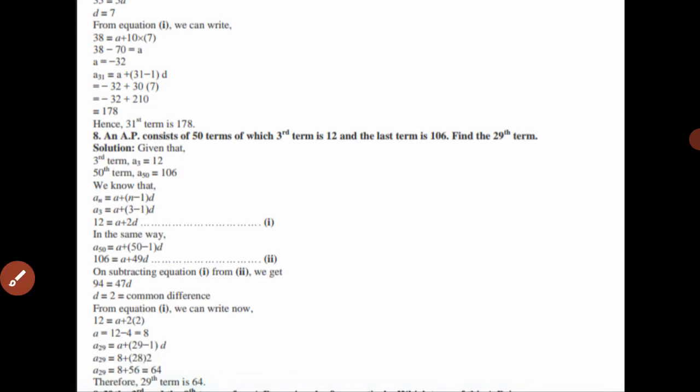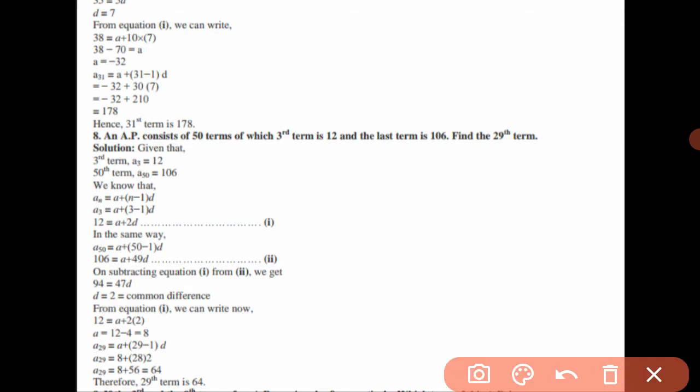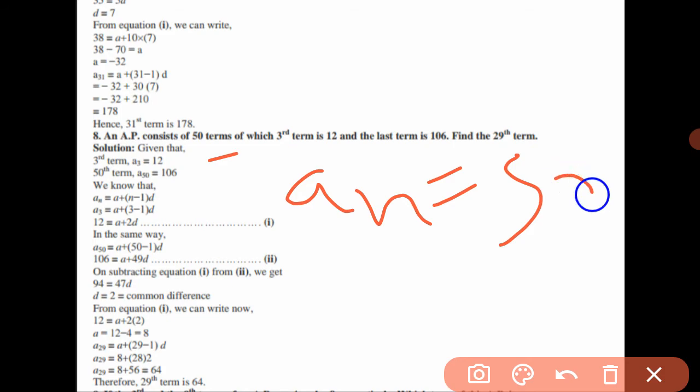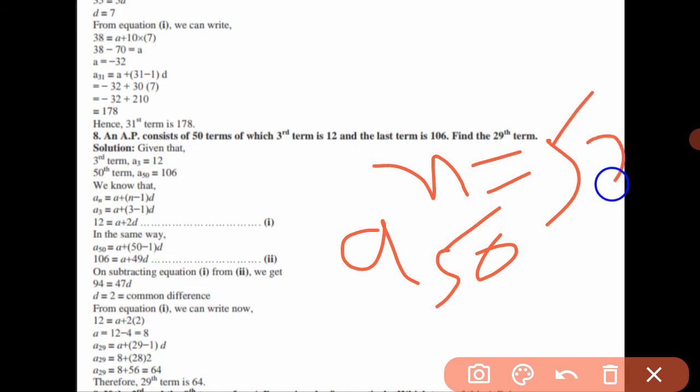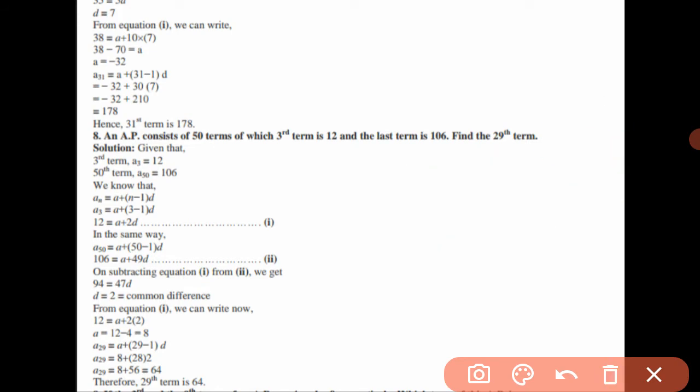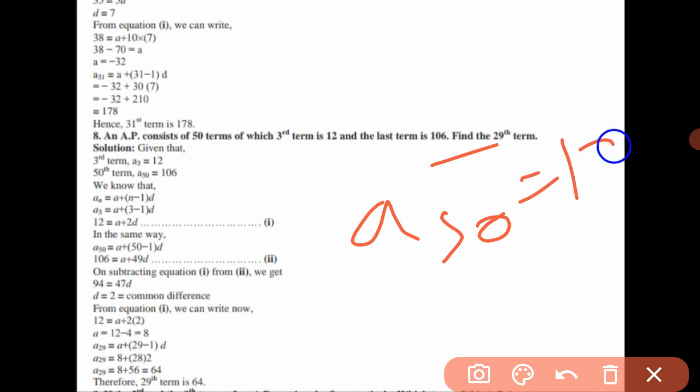Now after this, question number 8: an AP consists of 50 terms. We know that an AP which consists of 50 terms means the last term is a50, so the total number of terms is 50, and the value of n equals 50. It is also saying that the third term is 12 and the last term is 106. Last term is 106 means a50 equals 106, the 50th term is 106.